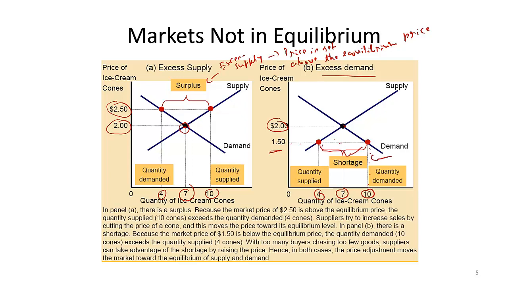What we have in this case is a shortage. So whenever you have a shortage, that implies the price is set below the equilibrium price. As a result, the number of people who want to have the product is much more than the number of people who are willing to sell it.